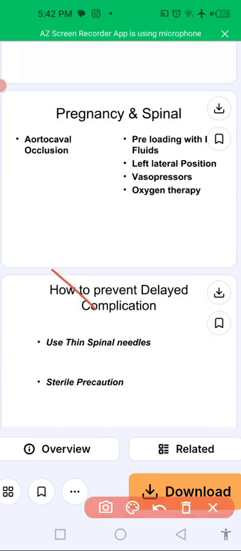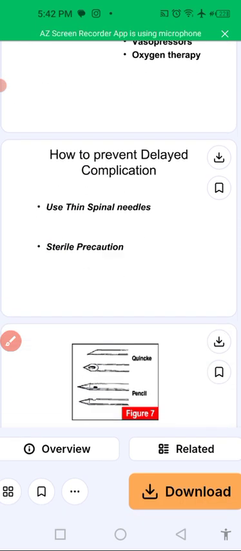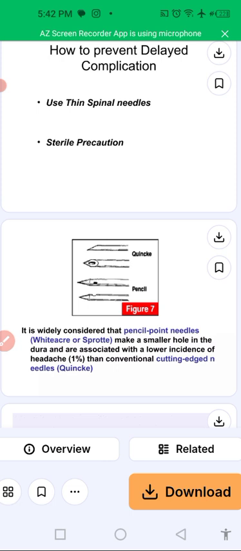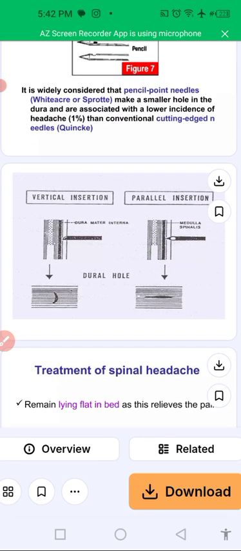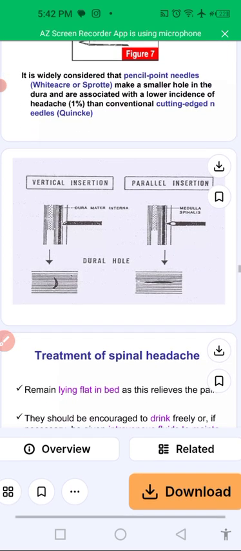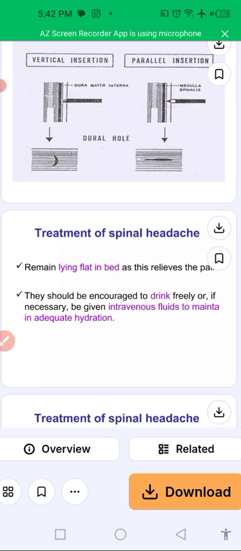How to prevent delayed complications? Use a thin spinal needle and sterile precautions should be taken for delayed complications. As we already saw, there are Quincke and pencil needles. Pencil needles, Whitacre needles, and Sprotte needles are widely considered to prevent the post-operative complications.